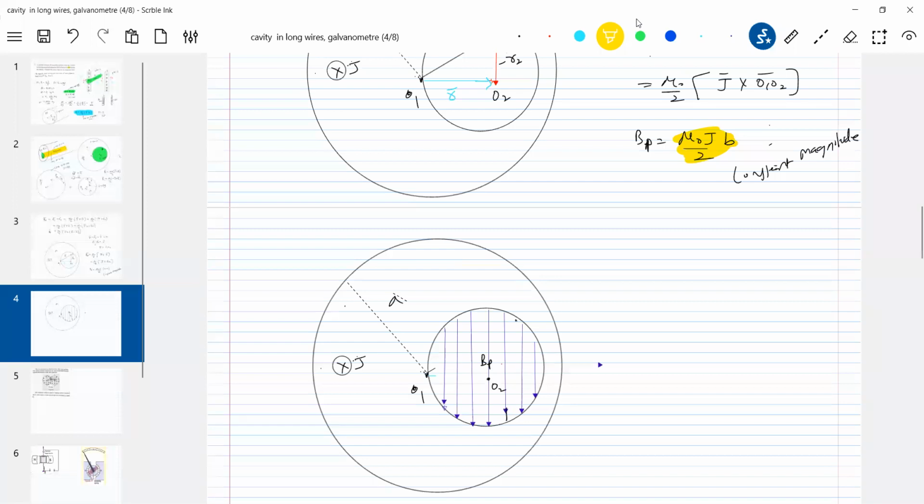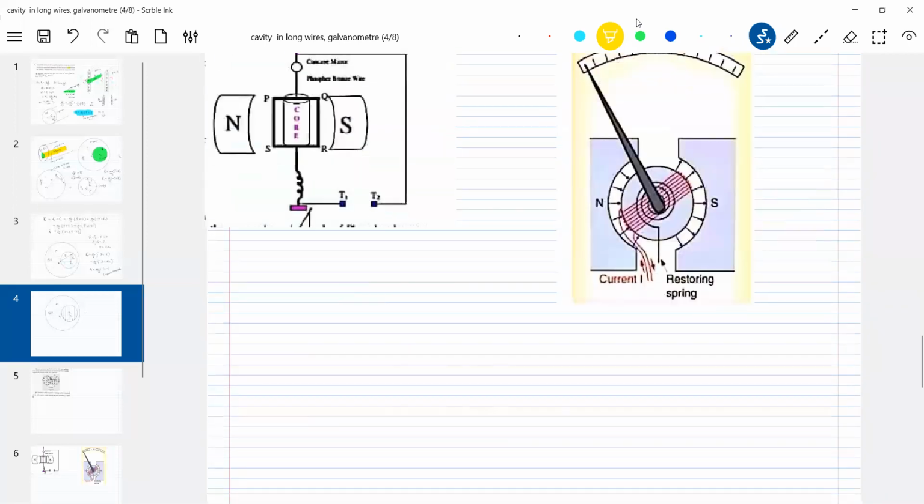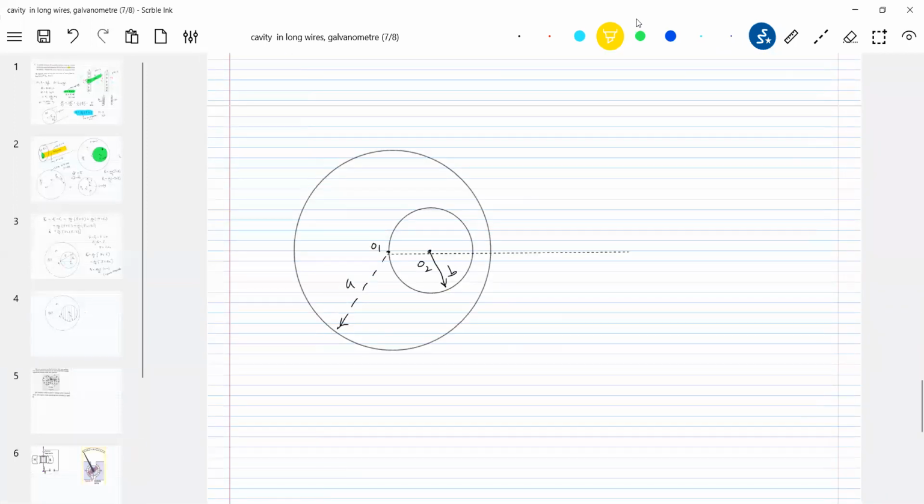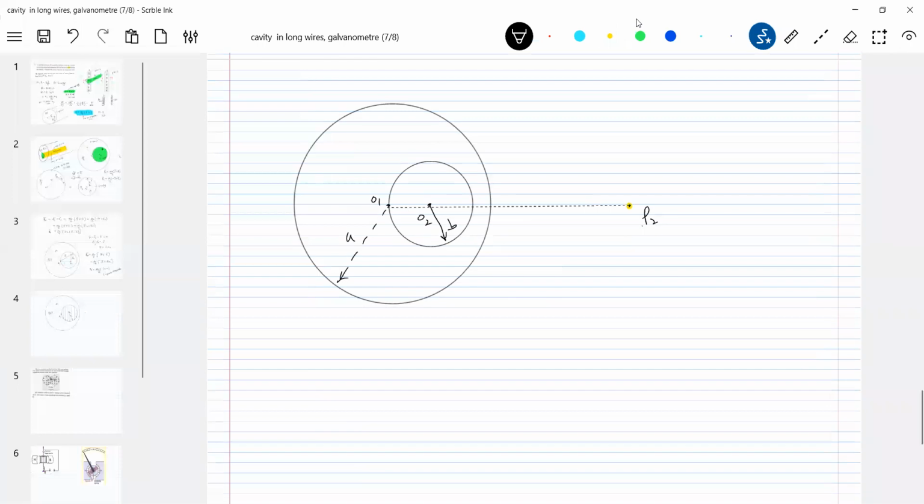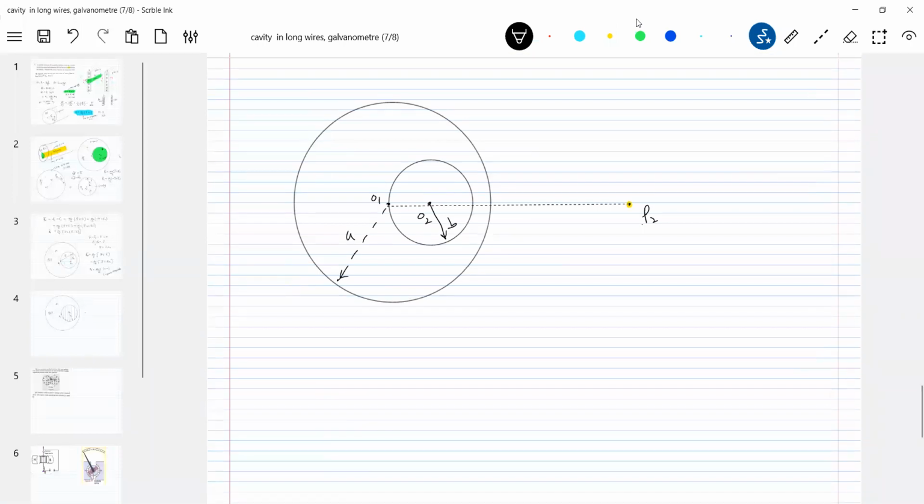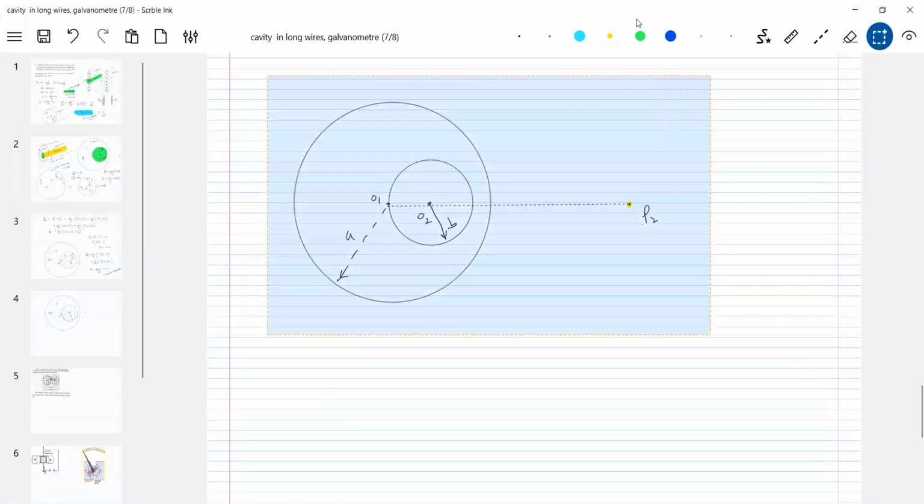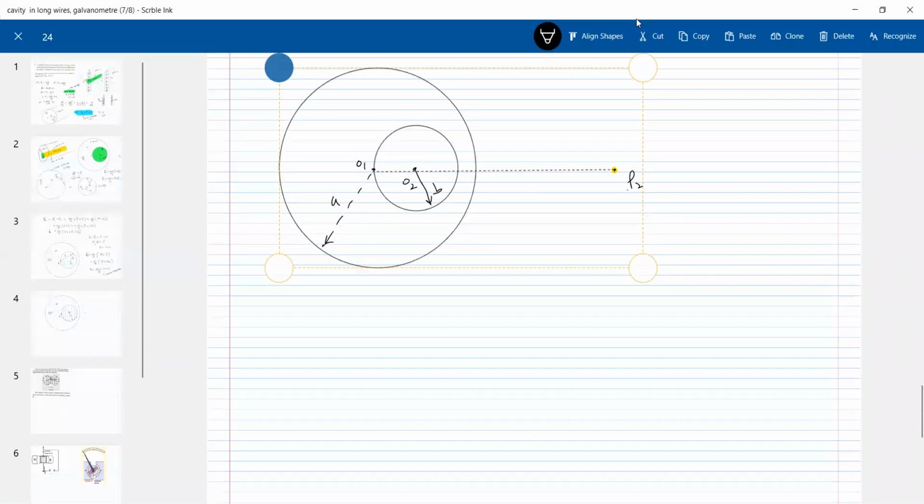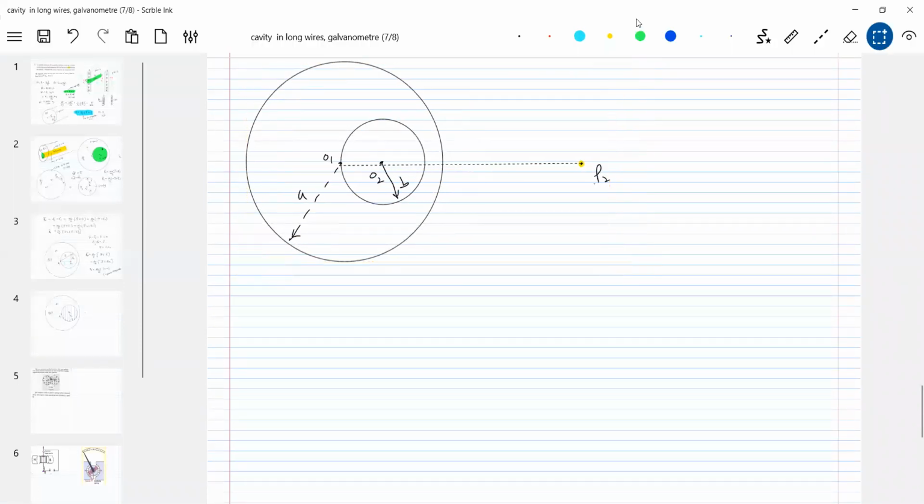Okay, now we'll go for outside. The point we'll pick up here, let me take this as a point P2. So this is equivalent to a wire without cavity plus a wire with cavity. Shall we take it like this? And there is a cavity. The shading is the cavity.